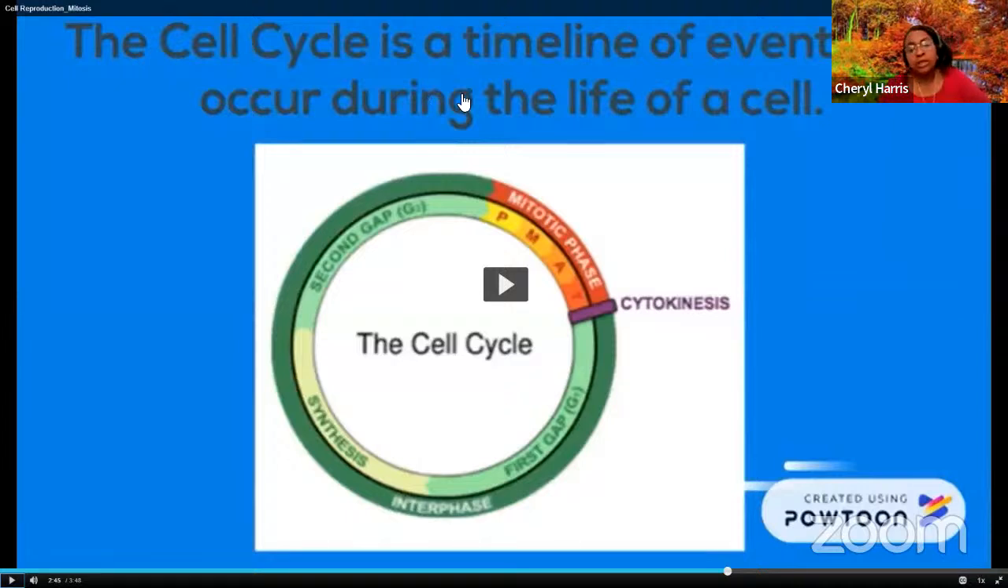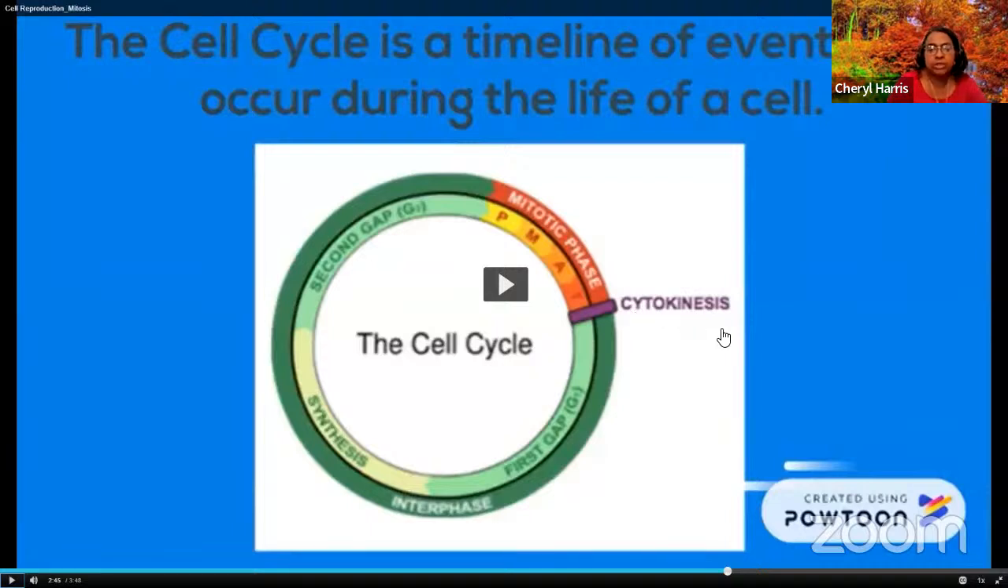So the cell cycle is like a time clock of what the cell does during cell division. You need to know what cytokinesis is. You need to know what interphase is and what is happening during G1, synthesis, and G2. And then it's going to go in a clockwise fashion. And cytokinesis simply means that the cell divides in two. Okay, cyto is cell, kinesis is division.